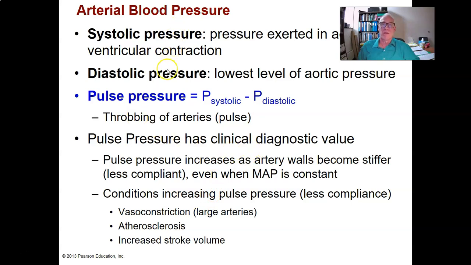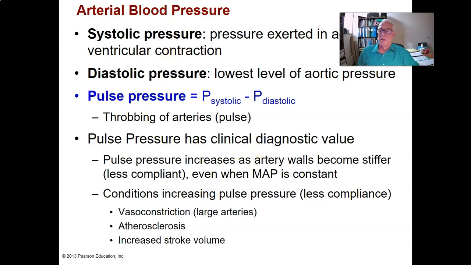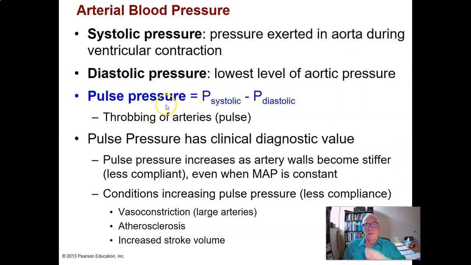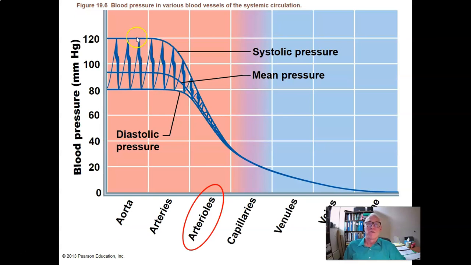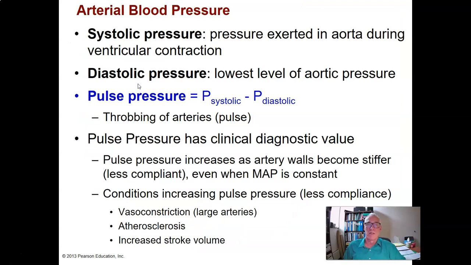So, right, we just look at systolic pressure and diastolic pressure. The difference in the two has clinical diagnostic value. So the difference between diastolic pressure and systolic pressure is called the pulse pressure. How much difference? It's that throbbing. And the stiffer the walls of the arteries are, the greater that pulse pressure is going to be.